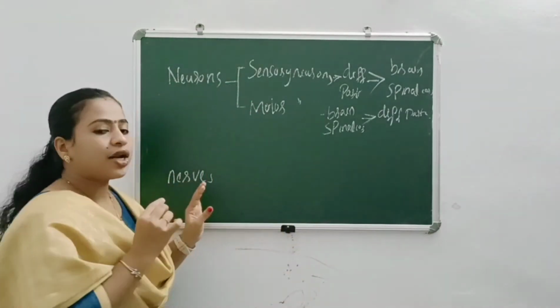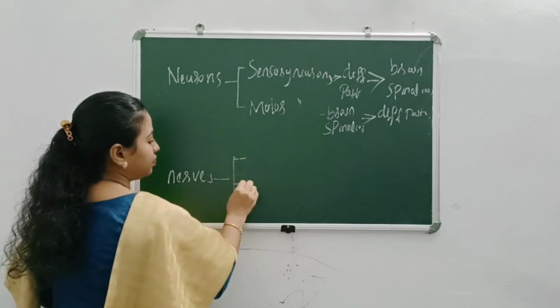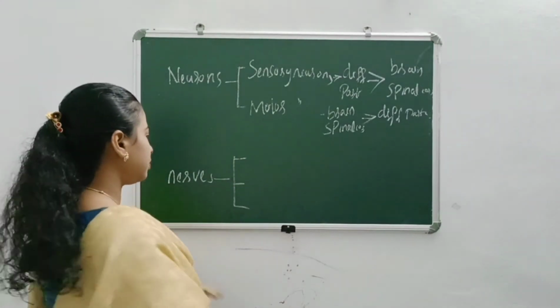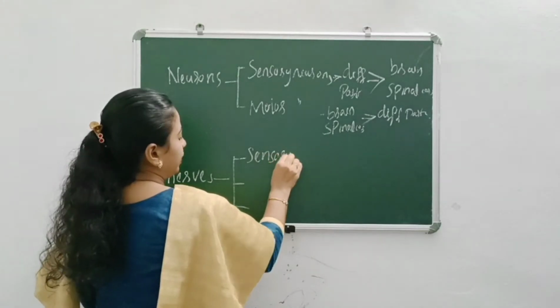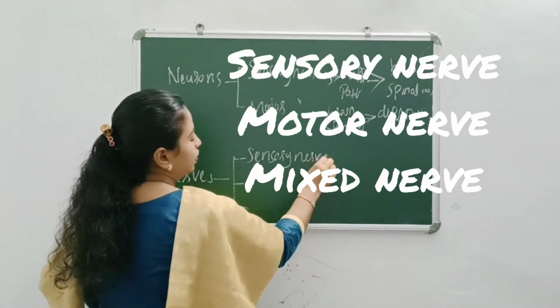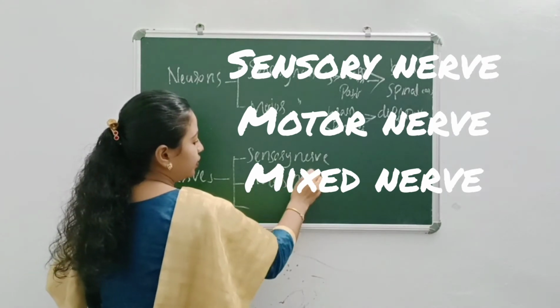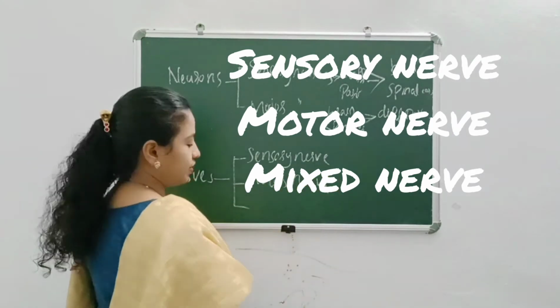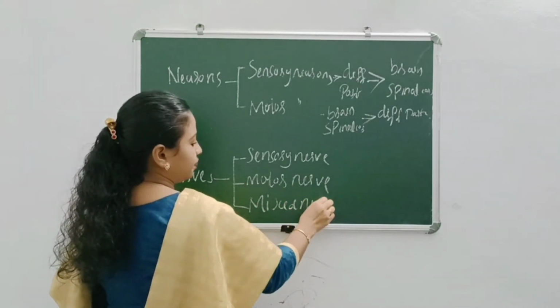The nerves are also classified into three types. They are sensory nerve. Next one is motor nerve. Last one is mixed nerve.